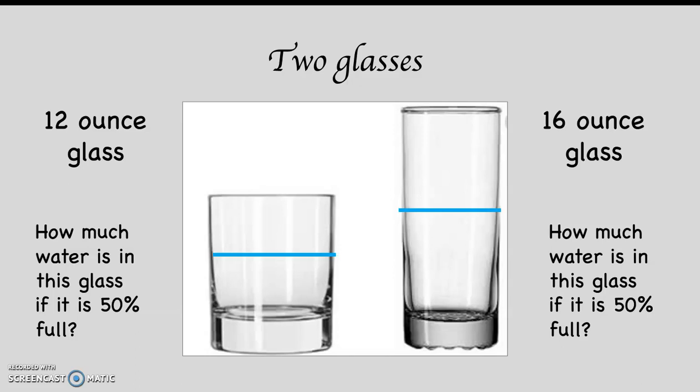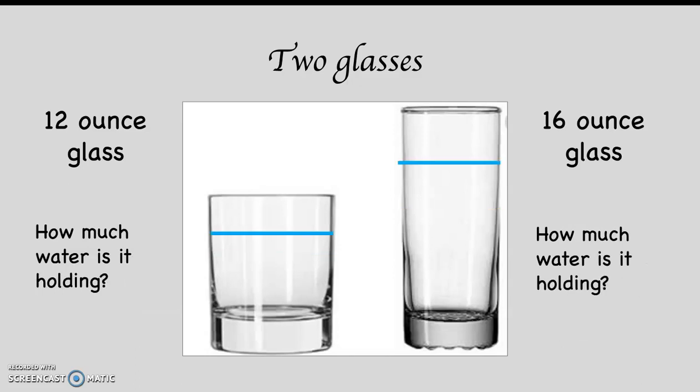Relative humidity is the thing that is expressed as a percent, 50% full. Both of these glasses are 50% full, but notice they hold different amounts of water when they're 50% full, because this is all about how much water is in the glass and how much water the glass could hold. In other words, how much water is in the atmosphere and how much the atmosphere could actually hold.